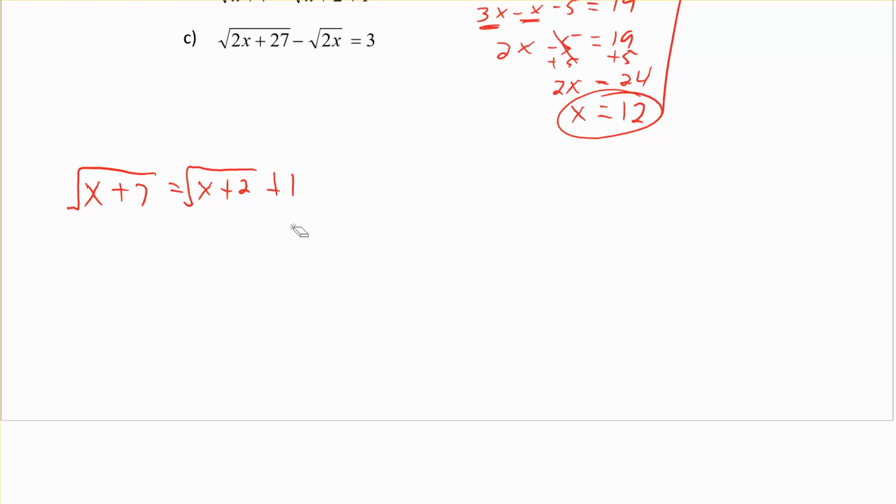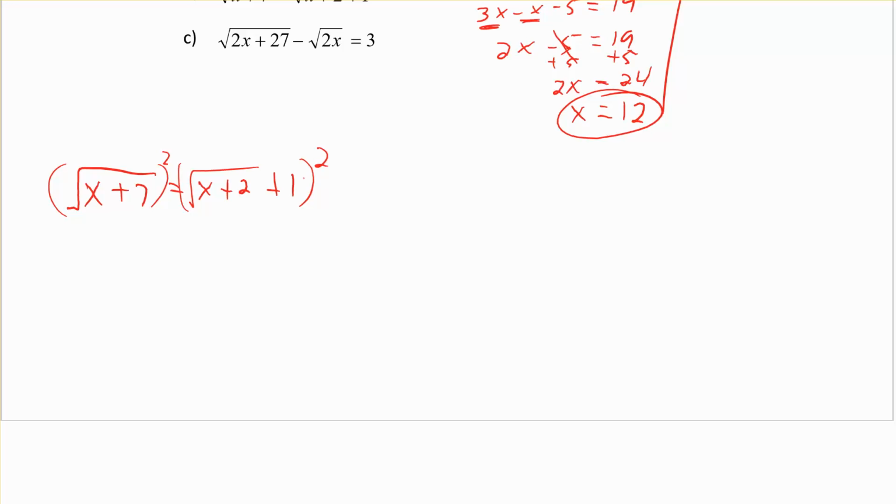But what I can't do, and what you might be tempted to do, is go, okay, well, I'll just square that, and I'll square that, and then they'll just go away. But you can't do that. We have to square the entire side. So what I mean by that is we have to do this. Take the square root of this side and square root of this side.